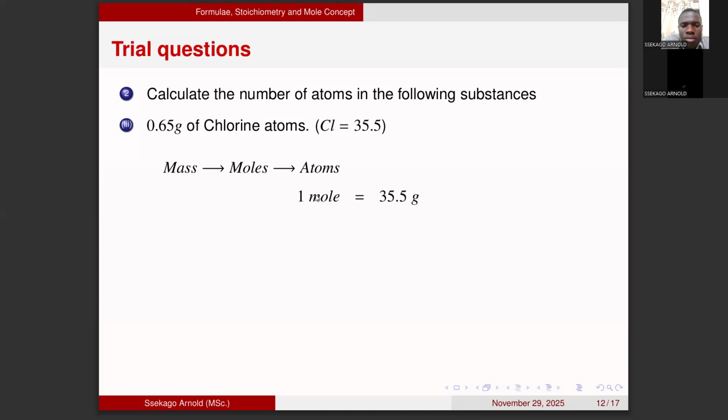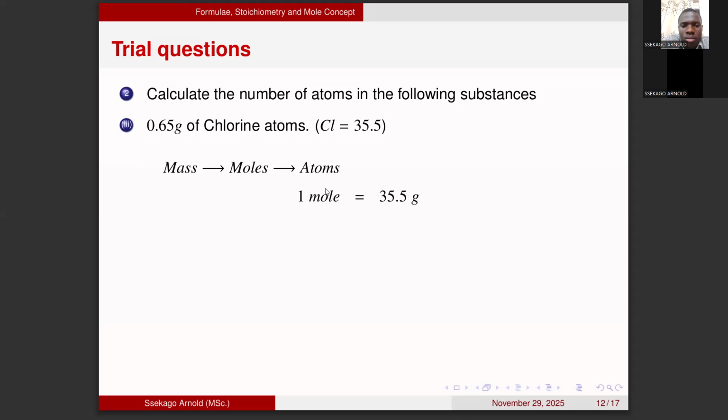So in this case, we shall say that 1 mole is equal to the molar mass of chlorine atom, which from the given information in the bracket is 35.5 grams. Therefore, 1 mole is equal to 35.5 grams. So in simple terms, I want to convert this mass of 0.65 grams to moles.